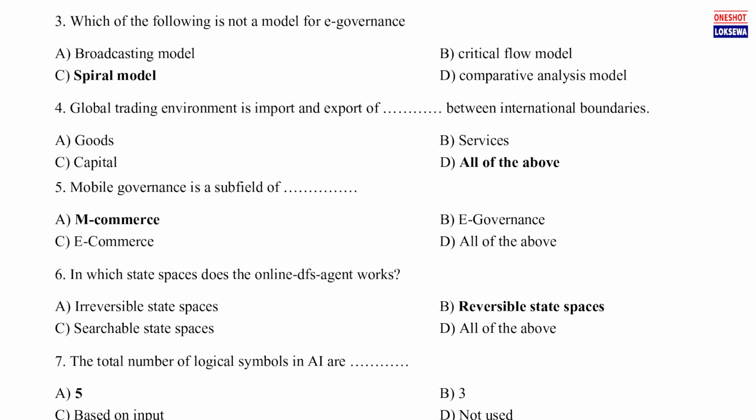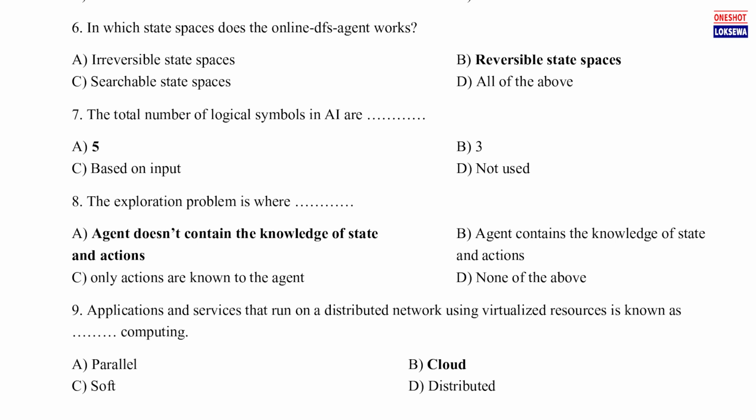6. In which state spaces does the online DFS agent work? A. Irreversible state spaces. B. Reversible state spaces. C. Searchable state spaces. D. All of the above. 7. The total number of logical symbols in AI are A. 5. B. 3. C. Based on input. D. Not used.